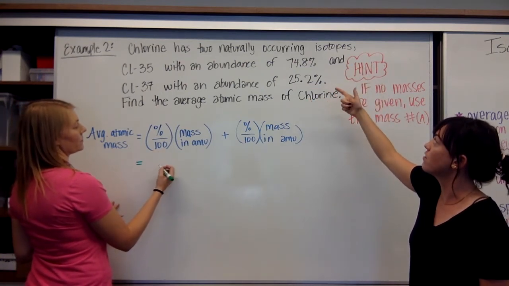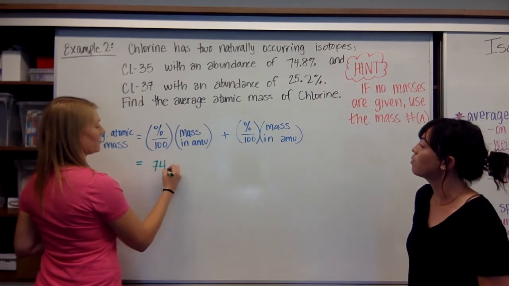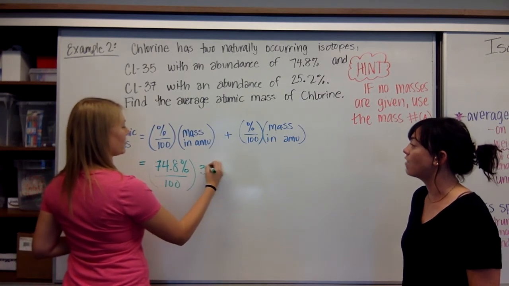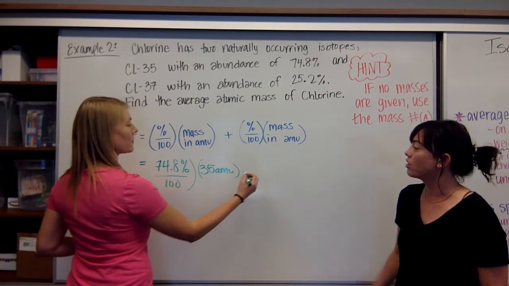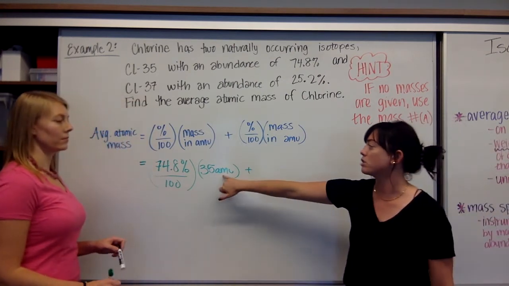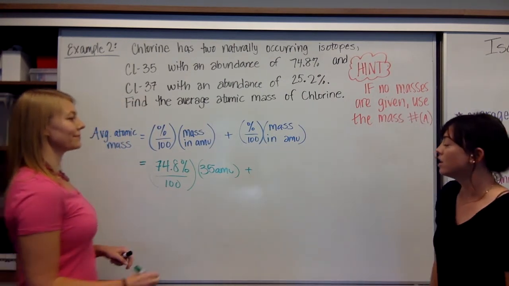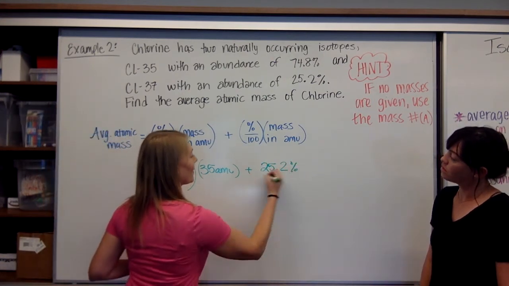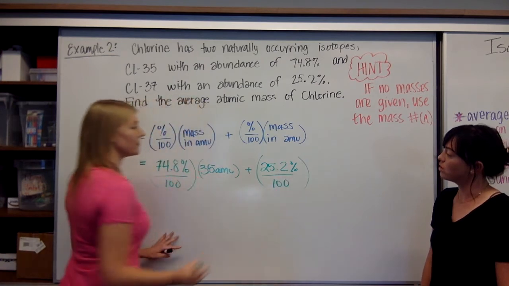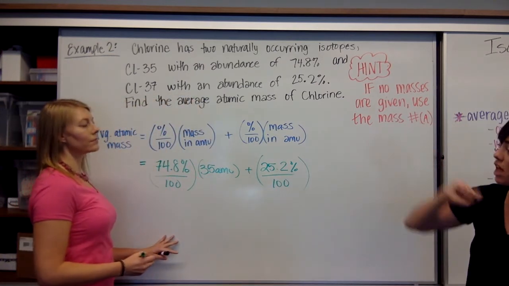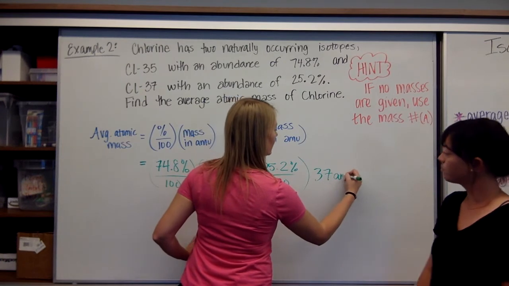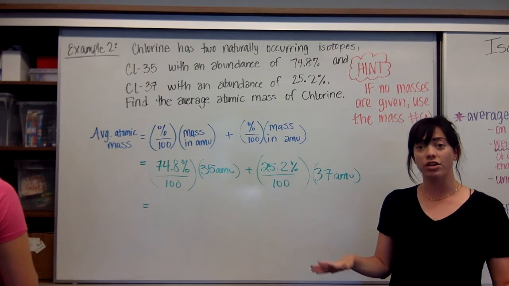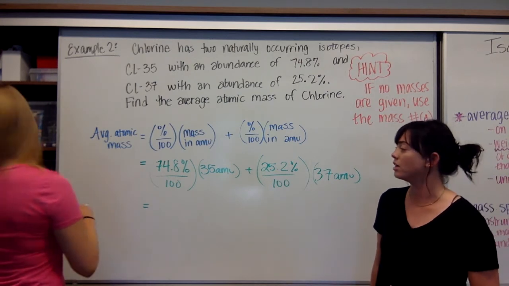Okay, so chlorine-35 has an abundance of 74.8%. So 74.8% divided by 100 times 35 AMU. Don't forget that AMU in there. This is where we're going to get our points marked off, right? And then we have 25.2% divided by 100 times 37 AMU, equals. You're going to plug that all into your calculator at the same time, so practice that.